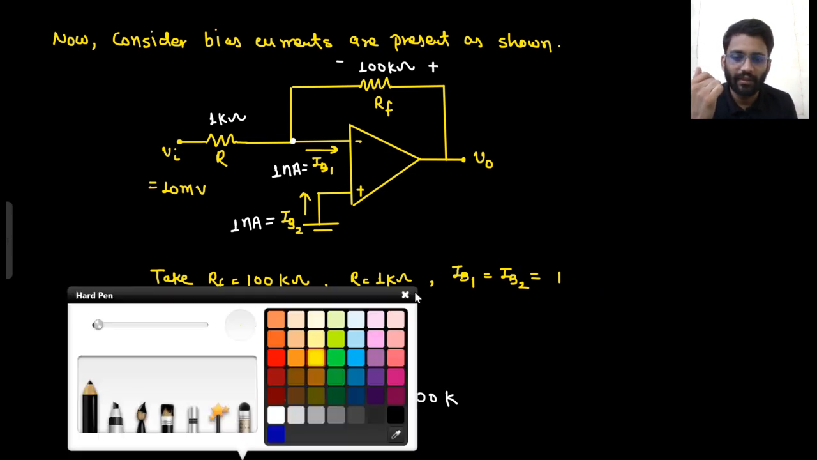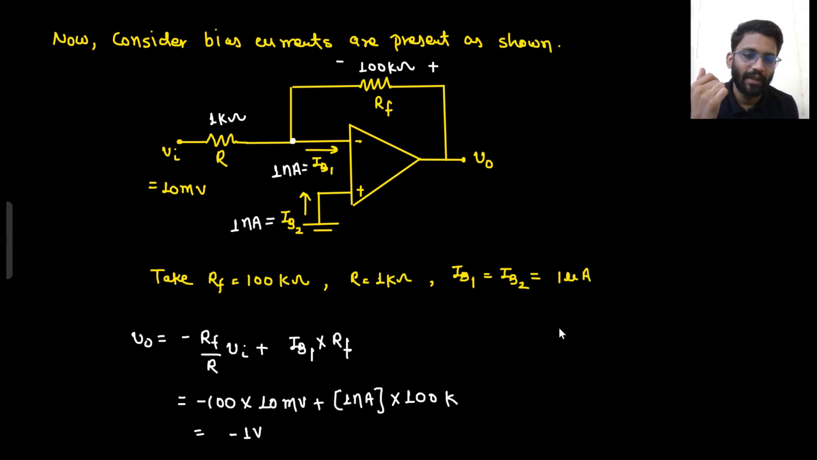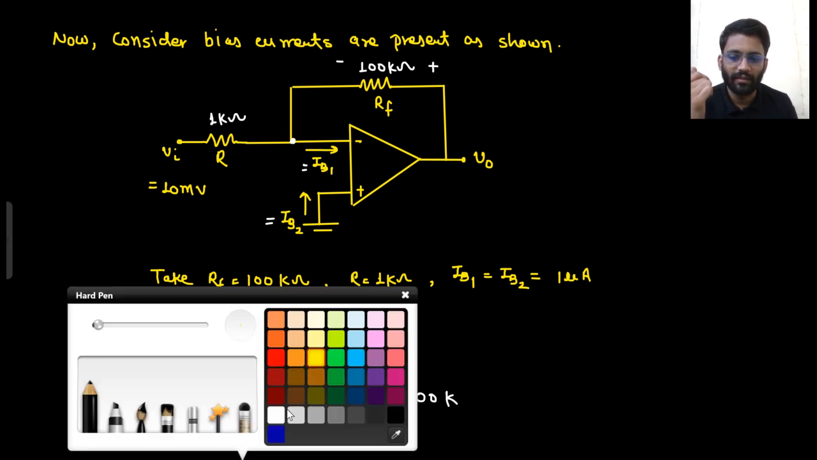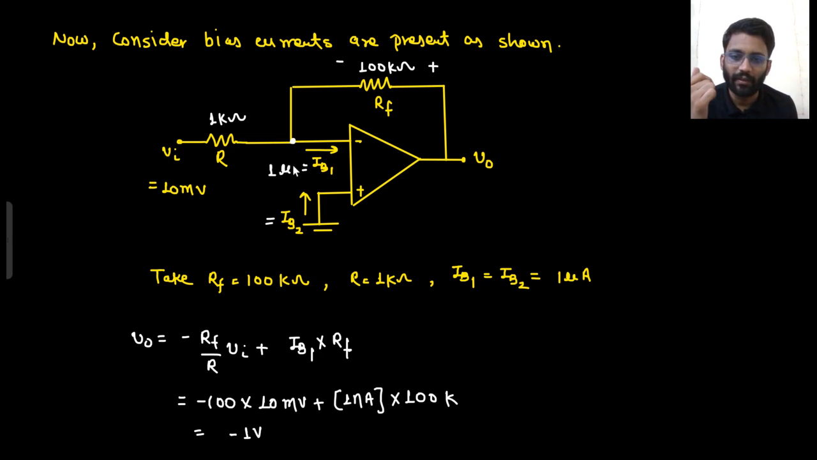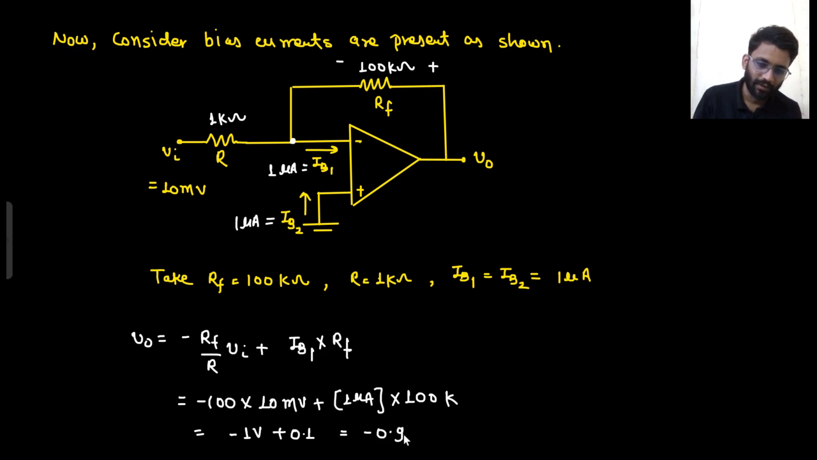So I should take IB1 and IB2 to be 1 microampere instead, so that in the output at least we get something, right? This is 1 microampere. 1 volt plus, and this is 1 micro. We are taking it to be 1 microampere. So what we will get here is 1 micro into 100 kilo ohm. 10 to the power minus 6 into 10 to the power 5, it will be 0.1. So your output voltage will be minus 0.9 volt.